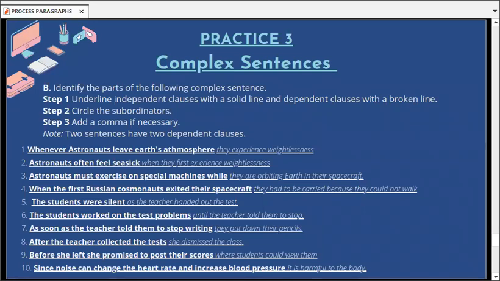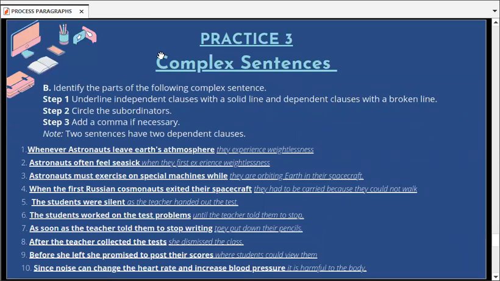Number 1: Whenever astronauts leave Earth's atmosphere, they experience weightlessness. 2: Astronauts often feel seasick when they first experience weightlessness. 3: Astronauts must exercise on special machines while they are orbiting Earth in their spacecraft. 4: When the first Russian cosmonauts exited their spacecraft, they had to be carried because they could not walk.